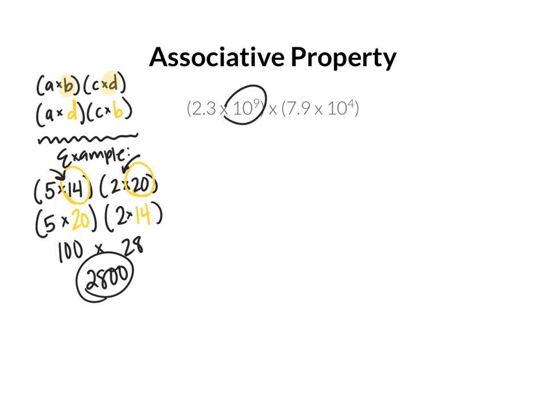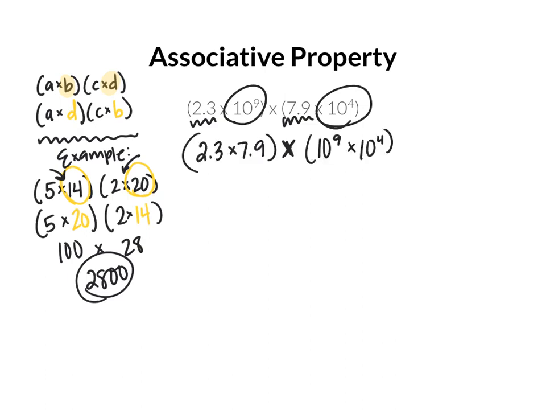We rearrange so that the powers of 10 get multiplied together and the numbers in the front get multiplied together as well. I multiply 2.3 and 7.9, and that gives me a product of 18 and 17 hundredths. Then, when I'm multiplying 10 to the ninth by 10 to the fourth, we learned in earlier lessons that we add those exponents to give us 10 to the 13th power.